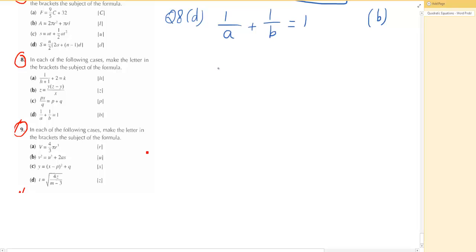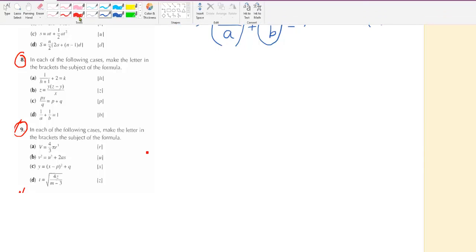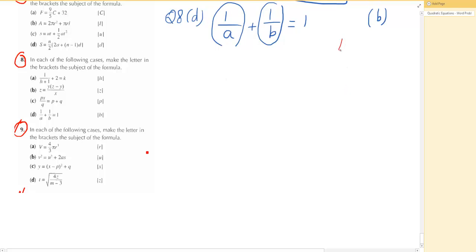There are different ways to solve this. First, we cannot cross multiply because we have two fractions. So one way is to make them a single fraction. How to make two fractions into a single fraction? We first have to find the lowest common multiple, the LCM. The LCM is AB.